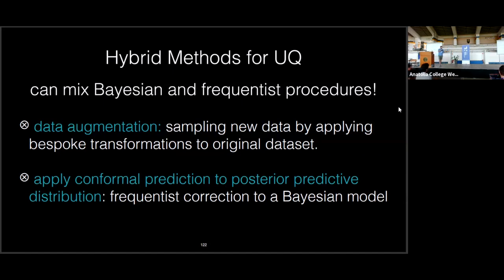You could also, as I already mentioned, apply this conformal prediction technique to your posterior predictive distribution, right? So I can use my Laplace technique to get a posterior predictive distribution, and then I can apply conformal inference on top of that to maybe have a better calibrated confidence set. And there you're mixing paradigms as well, right? I use Bayesianism to get my predictive distribution, but I'm going to use a kind of frequentist correction on top of it.